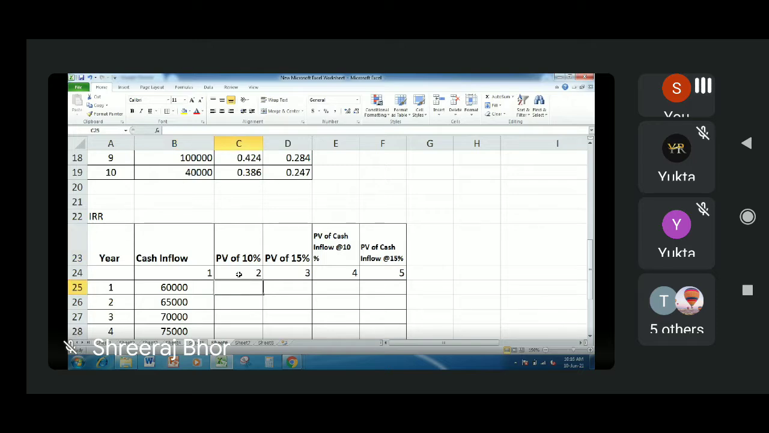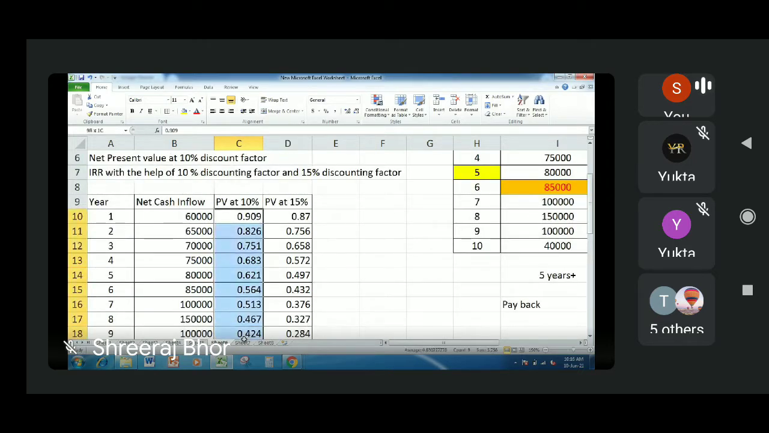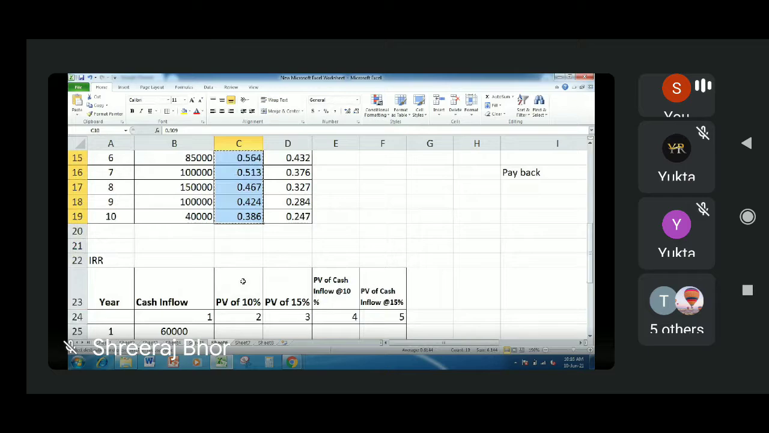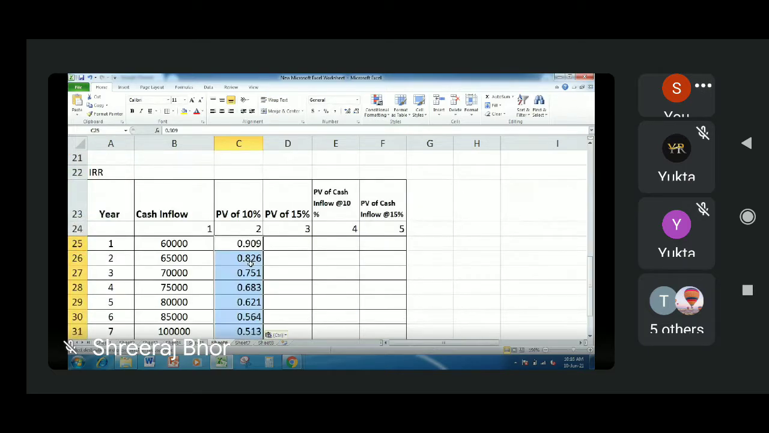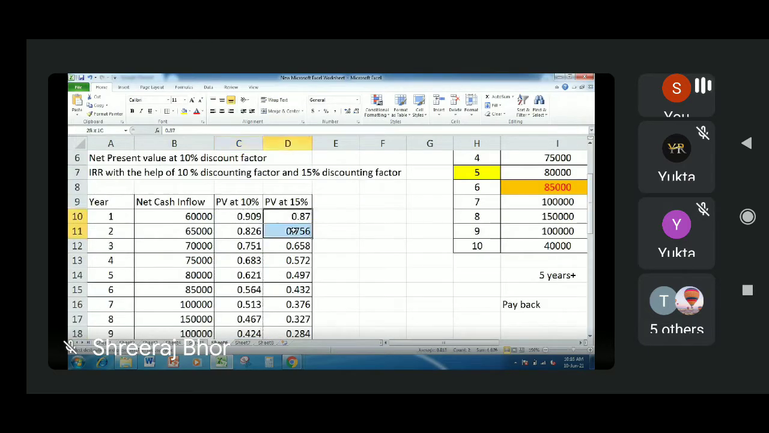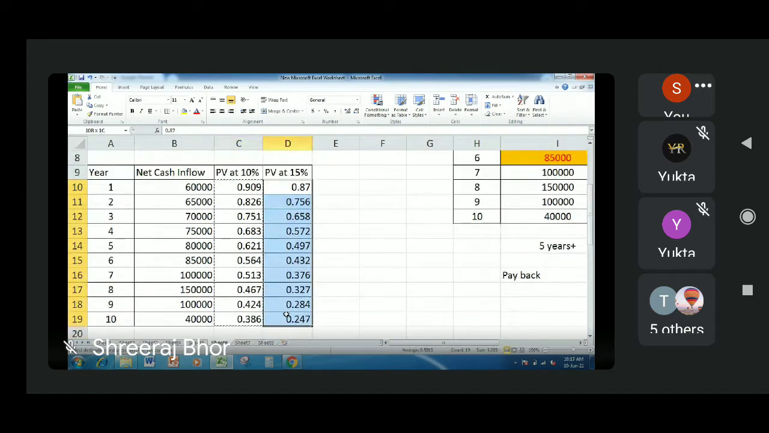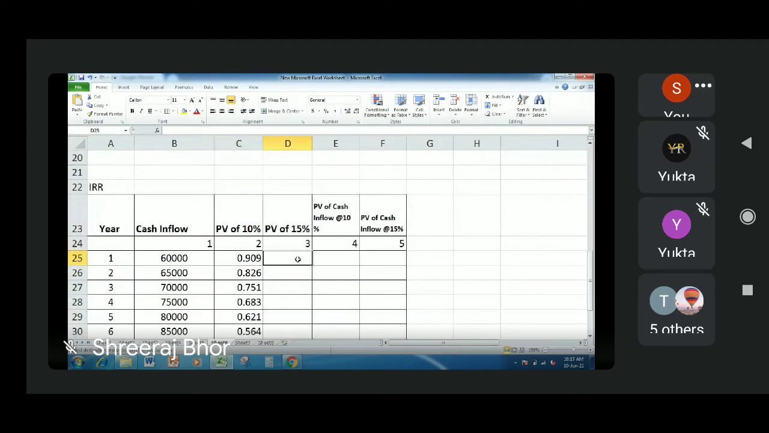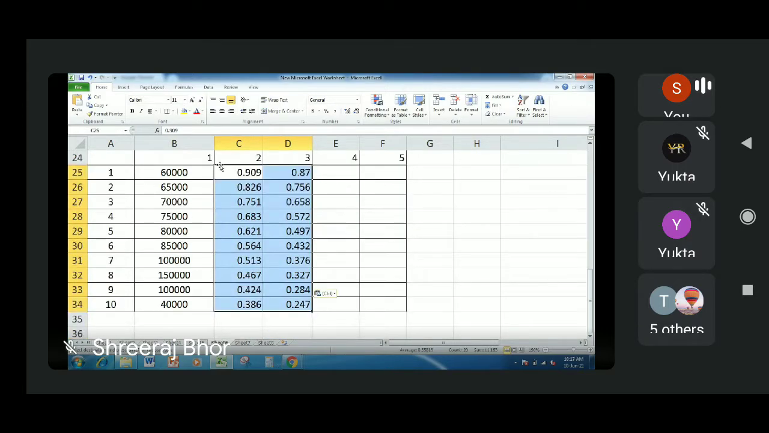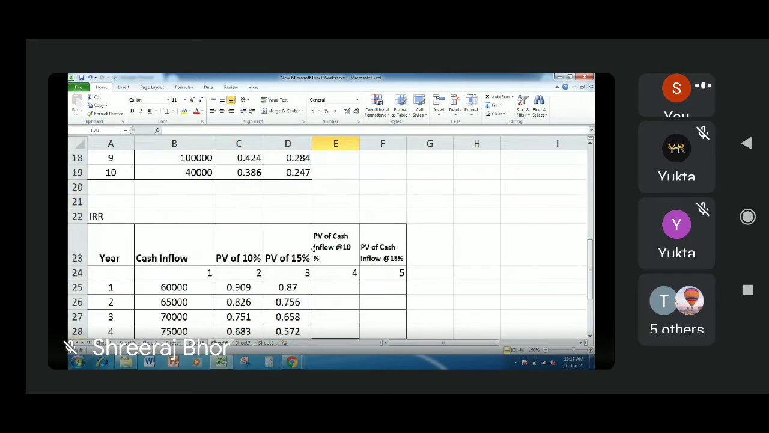Next, the PV factor is there. It is also available over here. PV factor for 10%. Then PV factor for 15% is also available. So all these four figures are available in the problem. Now next is how to calculate this fourth column, PV of cash inflow at 10%.